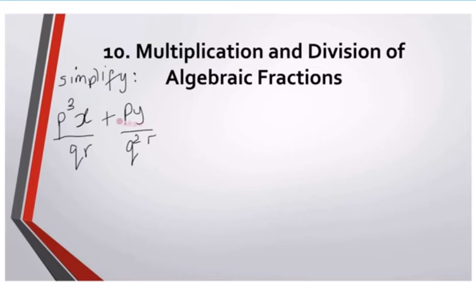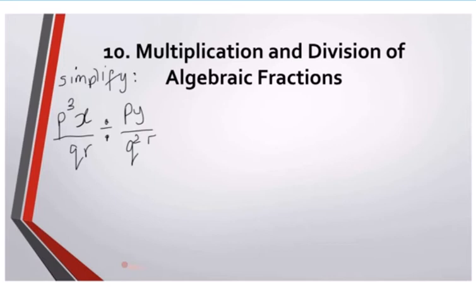We have p cubed x over qr. That's supposed to be a division mark there, not a plus sign. I'll change it. Division. Alright, so it's going to be p to the power of 3x over qr divided by py over q squared r. How am I going to divide this term?